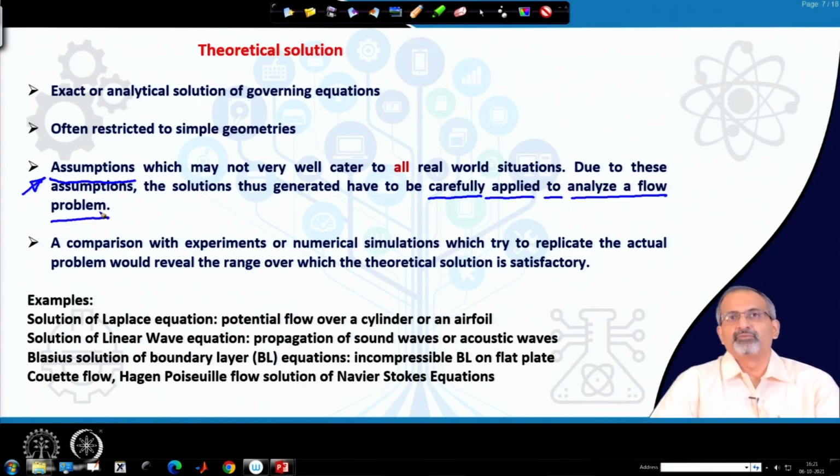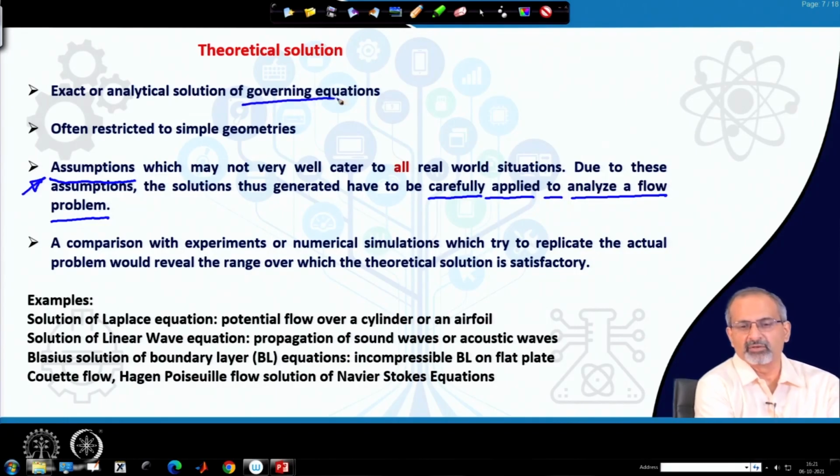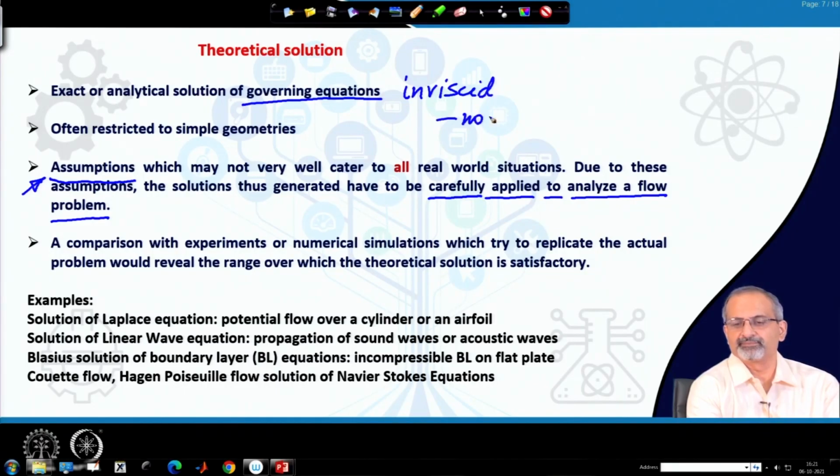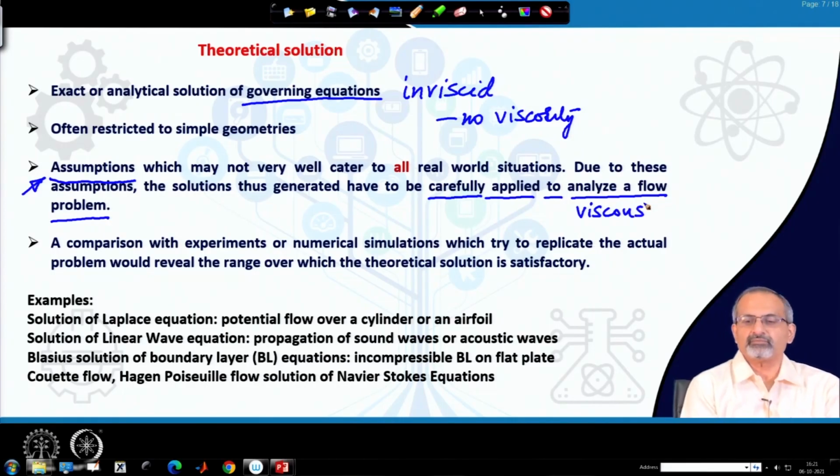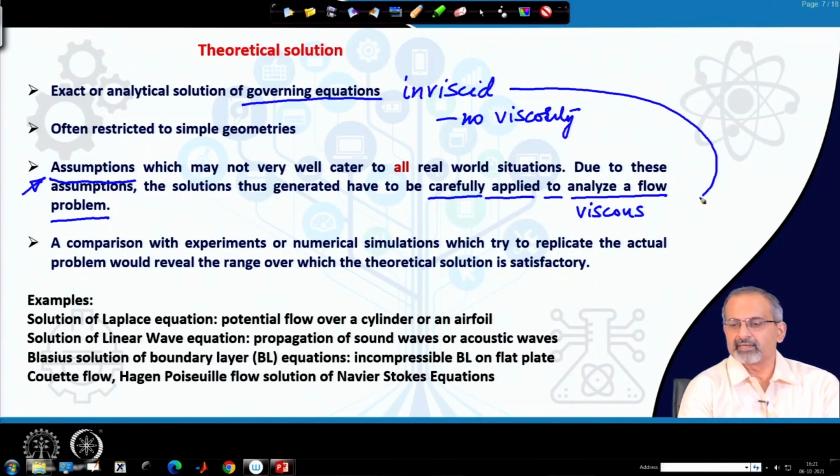For example, if you have used governing equations which are meant for a flow field which is inviscid, that means it is devoid of viscosity, then we cannot expect that it will do well for a situation where the flow is primarily dependent on the viscous behavior. So, this is where the assumptions that we make have a profound impact on the solution.